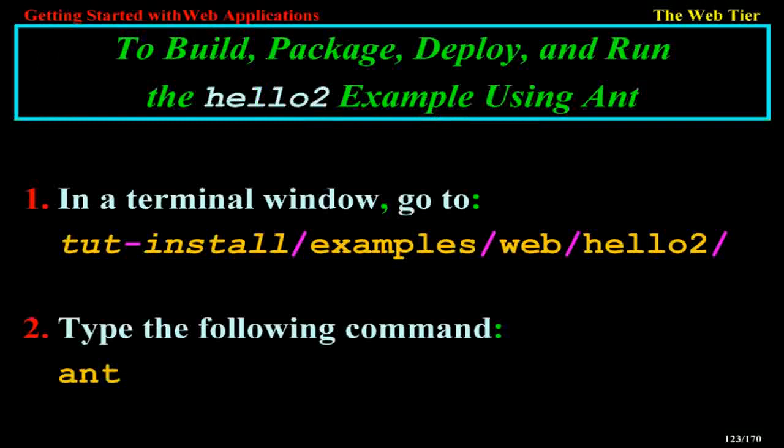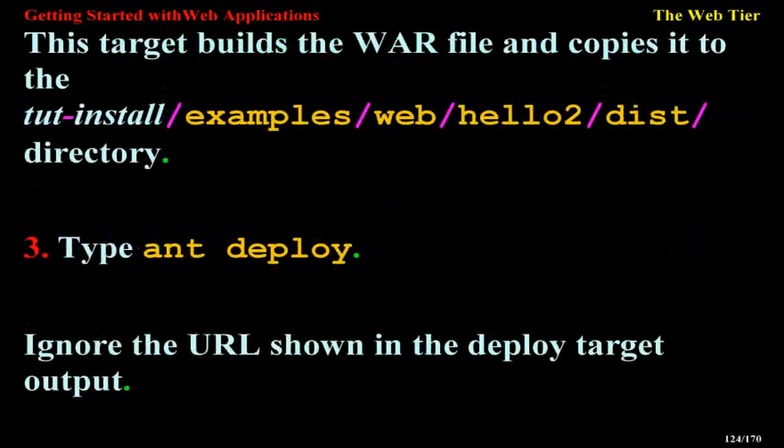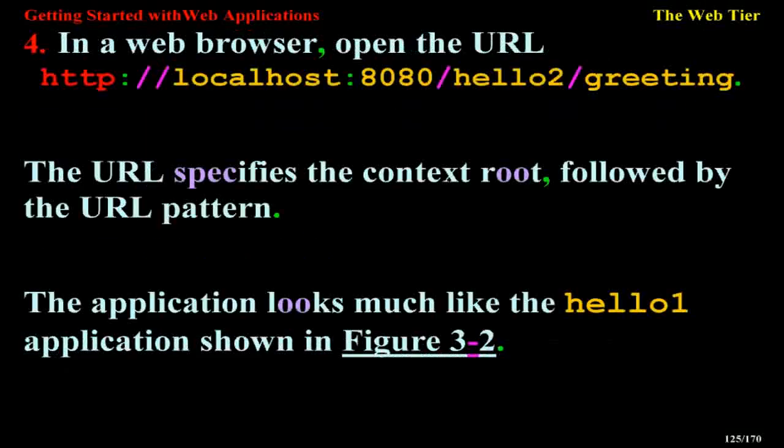Hello2. Type the following command. This target builds the WAR file and copies it to the tut install examples web hello2 dist directory. Type ant deploy. Ignore the URL shown in the deploy target output. In a web browser, open the URL http://localhost:8080/hello2/greeting. The URL specifies the context root, followed by the URL pattern.